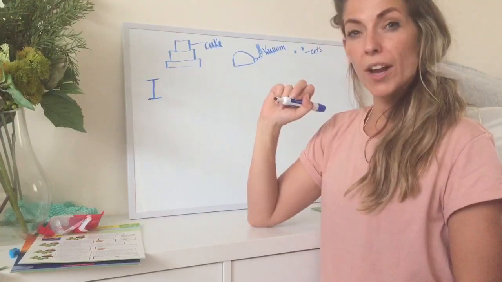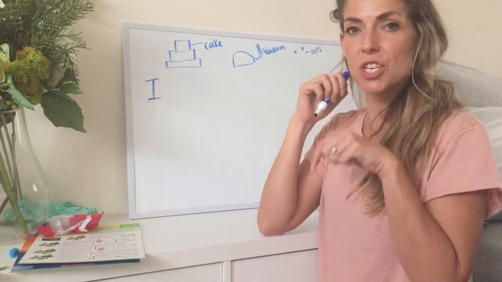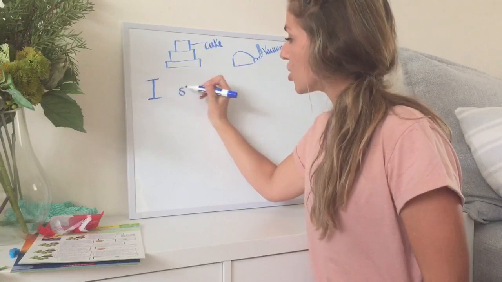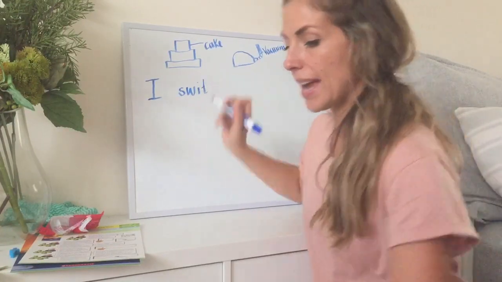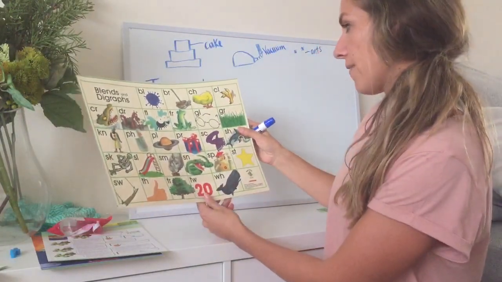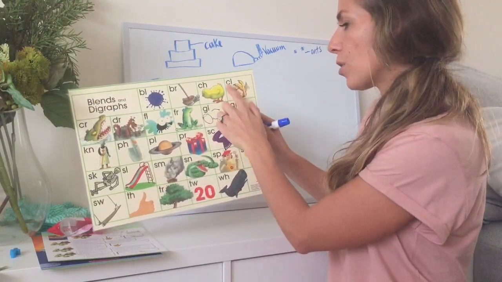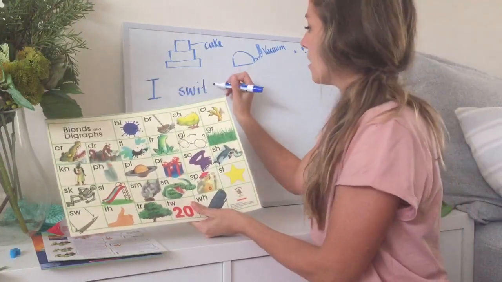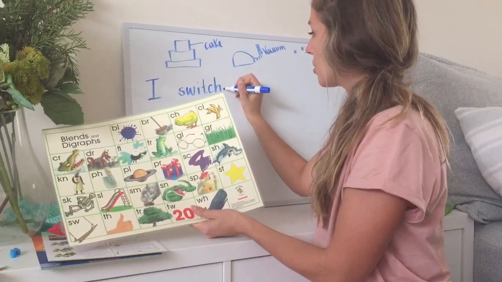Turned, I could write switched. So I'm going to recraft that and use switched, because I use a switch to turn mine on. I switched. Now, I'm going to use my chart because I've forgotten which sound ch is, and it's definitely not cl because that's claw. So it's ch for chicken. Switch. I switched.